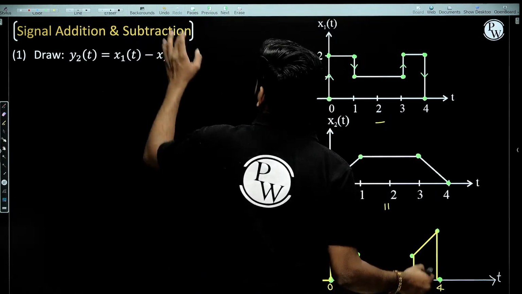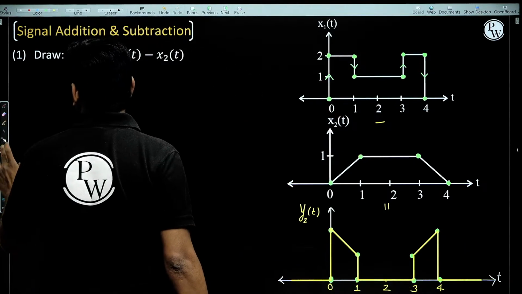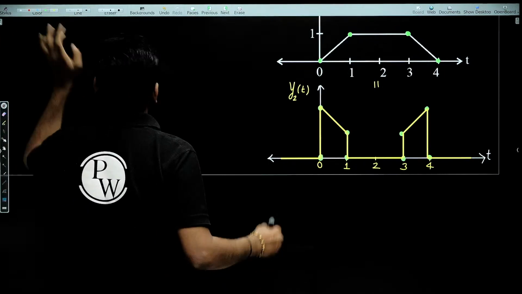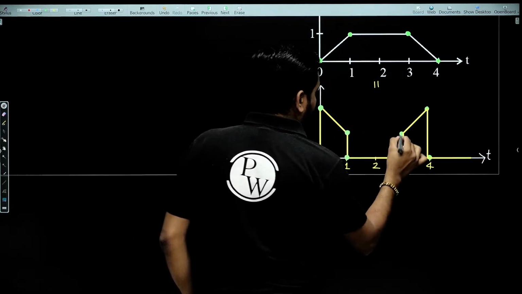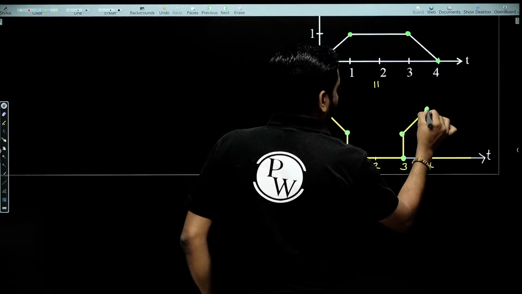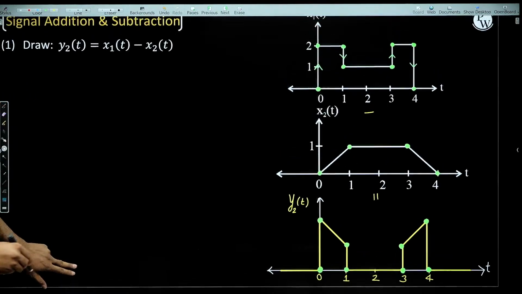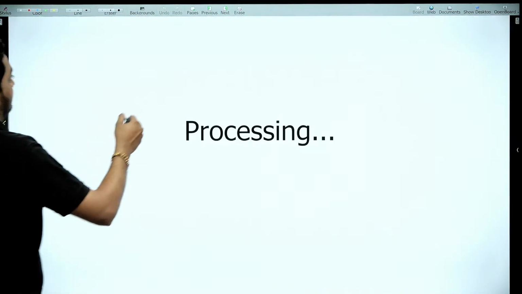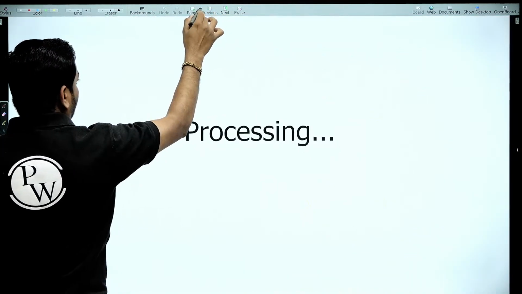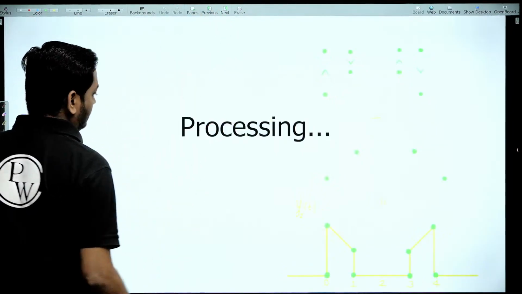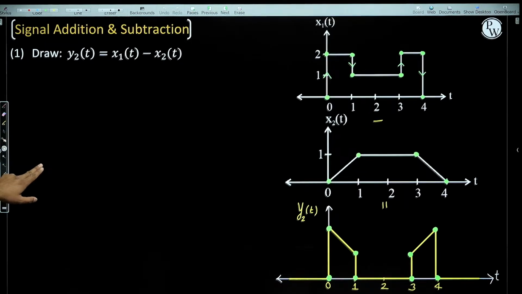This is simple subtraction, the same as addition, guys, the same procedure as addition. There is no change in procedure, and the same goes for signal multiplication also, guys. You can use the same procedure for signal multiplication also. This is simple signal subtraction.